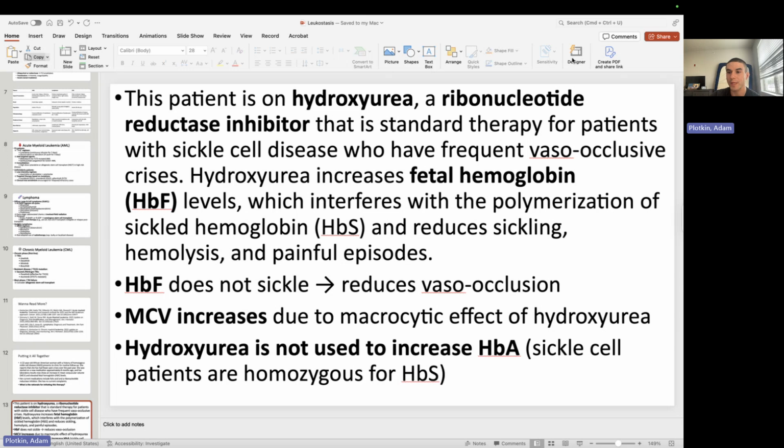So it's a pretty cool mechanism, and it's pretty much unknown. We do know hydroxyurea blocks ribonucleotide reductase, but we're not quite sure how it works in sickle cell disease. We know, though, that hydroxyurea increases the amount of fetal hemoglobin levels, okay?